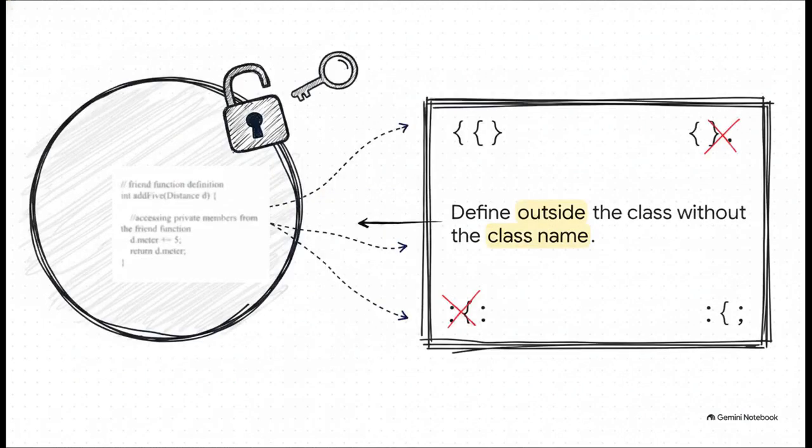Now, what's really fascinating here is the definition step. Look closely. The function add5 is defined outside the class scope. Because it's fundamentally a global or standalone function, we define it without specifying the class name at all. There is no distance:: scope resolution operator happening here. Yet, because it was declared a friend, it just reaches right in and modifies that private meter variable by writing d.meter += 5.